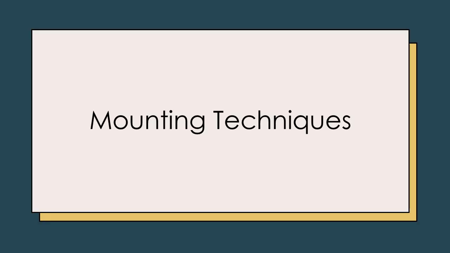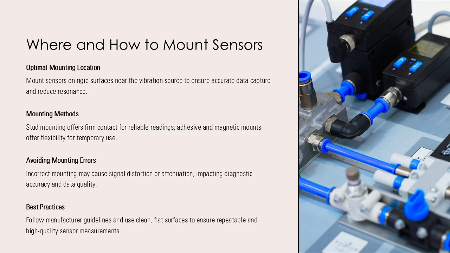Where and how to mount sensors. Proper sensor mounting is essential for accurate vibration data. Sensors should be mounted on rigid surfaces close to the source of vibration, such as bearing housings or machine casings. Common mounting methods include stud mounting, adhesive mounting, and magnetic bases. Stud mounting provides the most reliable readings by ensuring firm contact, while adhesive and magnetic mounts offer flexibility for temporary measurements. The mounting location should minimize resonance and avoid structural weaknesses.